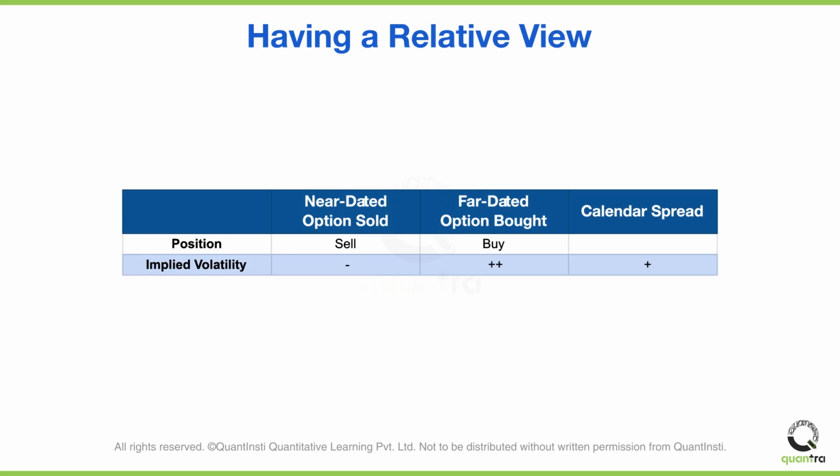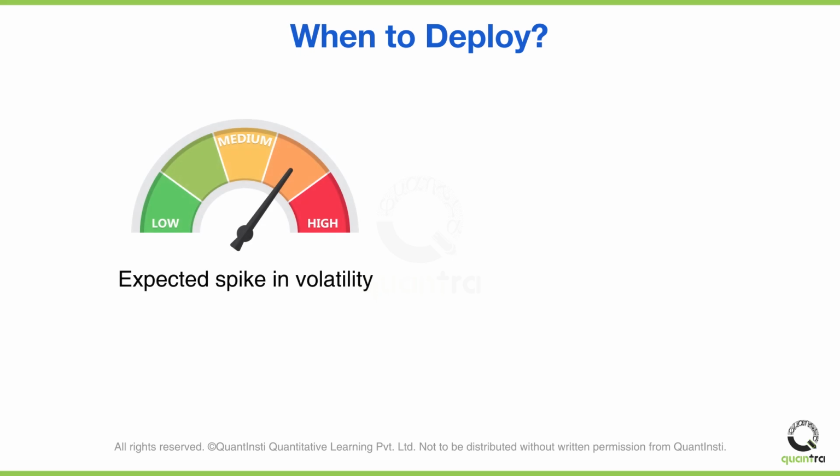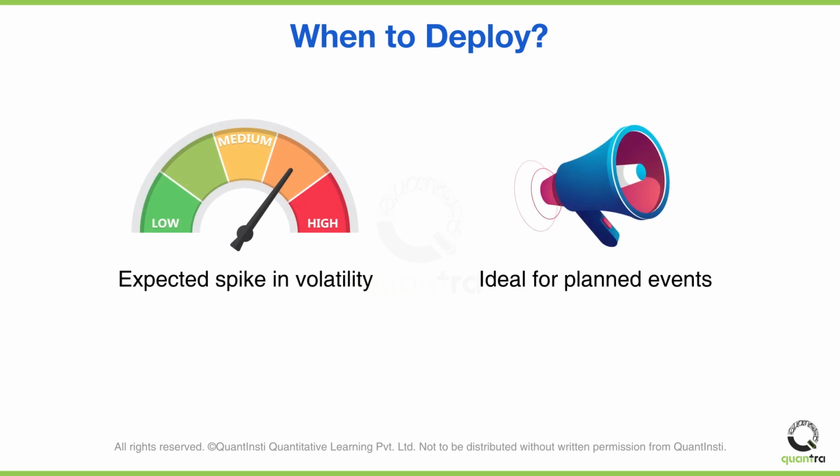When should we deploy it? Since our strategy benefits from an increase in volatility over time, if you know that a big event like the FOMC meeting is coming up and you expect volatility to spike in future, it would be a good time to deploy a long calendar spread.